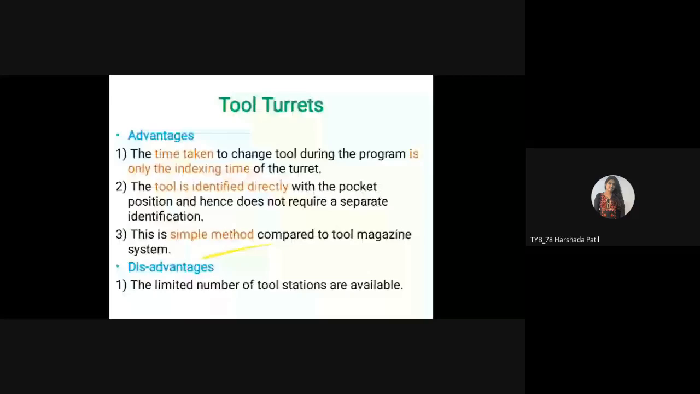Then some of the advantages of the tool turret. The time taken for changing the tool is less. The tool is identified directly with the help of the pocket position, and there is no need for separate identification of the tool. You can just put the tool number, like T01 for drilling, in the program, and that T01 will appear for the drilling operation. This is a simple method compared to the tool magazine, but the disadvantage is that only a limited number of tool stations are available.